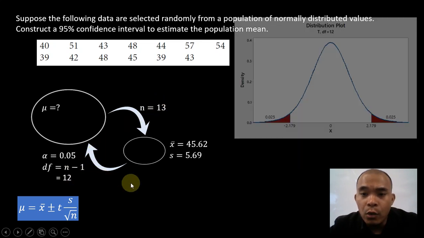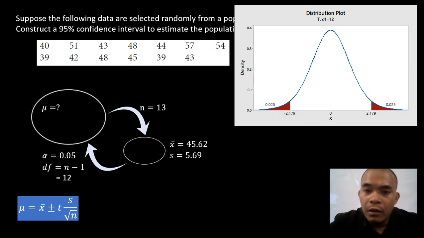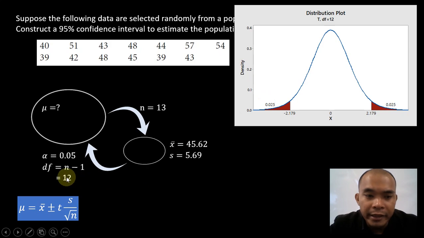Okay, and then this is the result of the distribution plot. Since this is 95%, so that is 0.025, 0.025 here, and then using the t distribution, we have to get this value here. How are we going to get that value? So we have to use the t table. Okay, so we are going to use this one, the 0.025, and then the degrees of freedom 12.